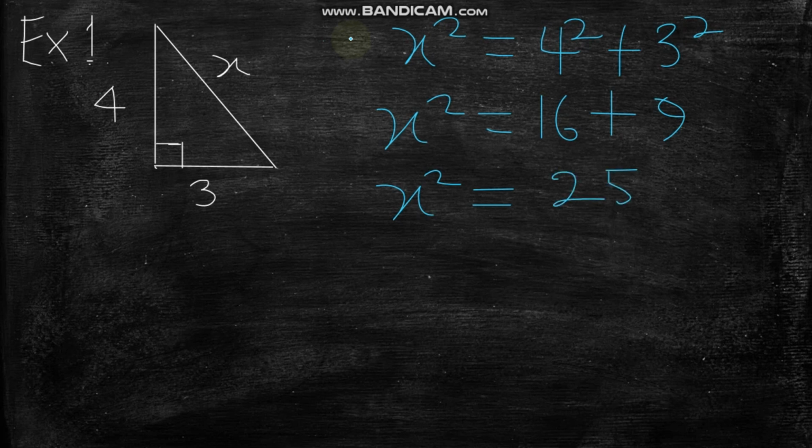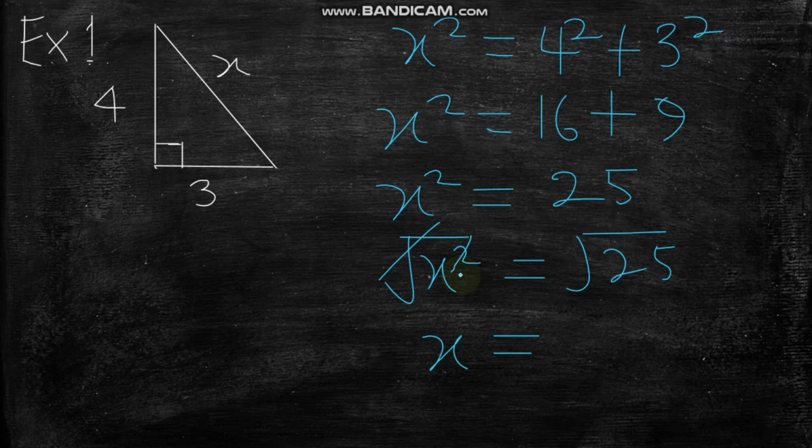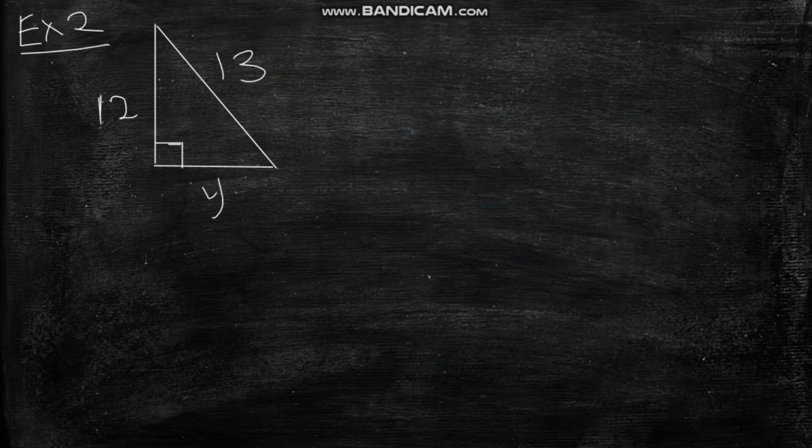So remember, we're looking for x and not x squared, so we need to remove the square, and we'll do that by taking the square root on both sides. So that will be the square root of x squared. Take the square root on both sides. So the square root cancels out the square. We'll have x left, and the square root of 25 is 5. So we've gotten the missing side, and the missing side is 5. Let's take a look at another example.